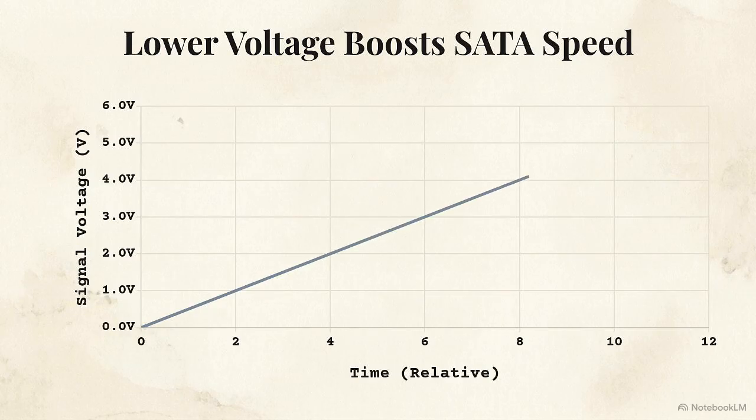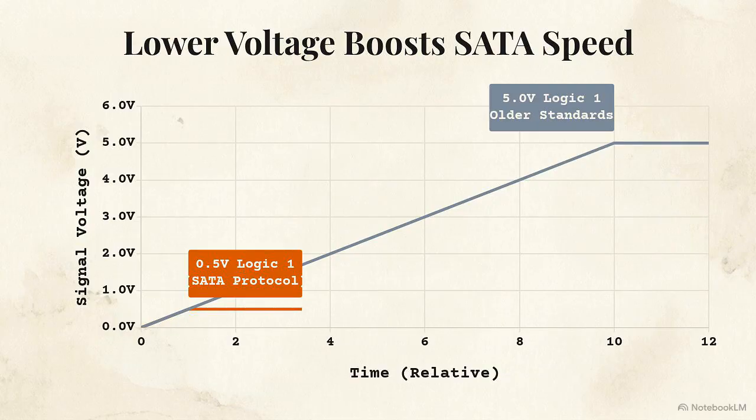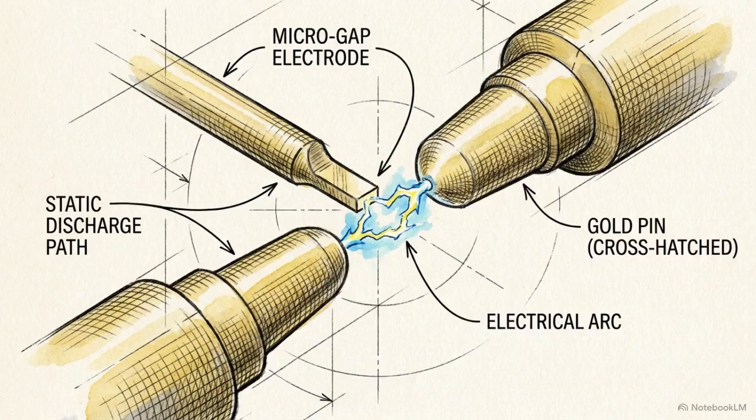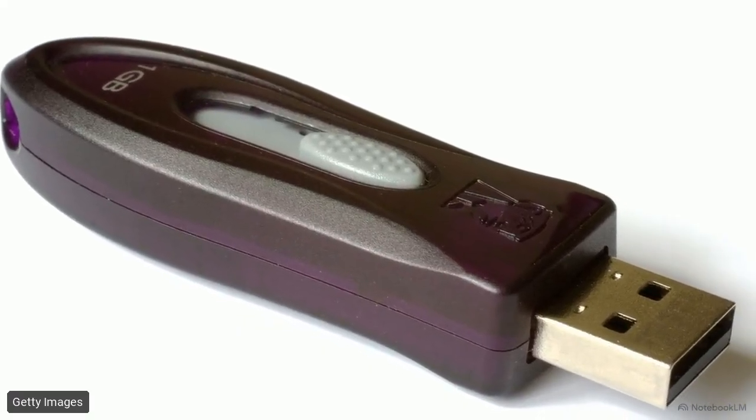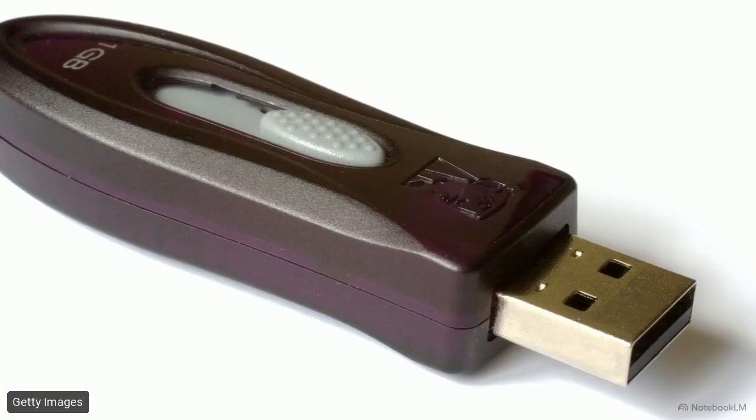Engineers drastically increased the transfer rate by lowering the electrical threshold for a logic 1 from 5 volts down to half a volt. Traveling up to half a volt requires less time than traveling up to 5 volts. Shrinking that electrical distance cuts the switching time, allowing serial interfaces to push transfer speeds up to 600 megabytes per second. Solid-state formats like USB flash drives bypass physical limits entirely.